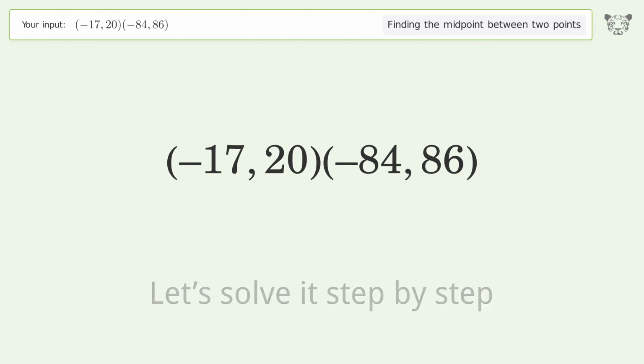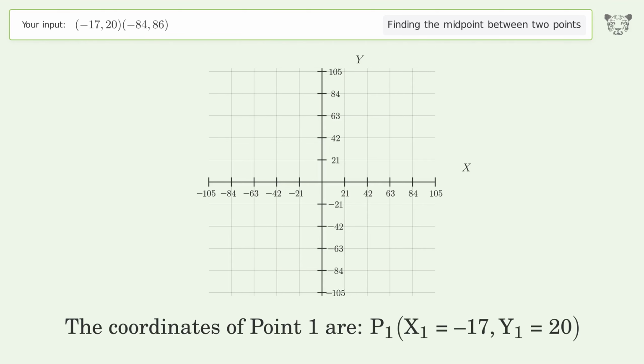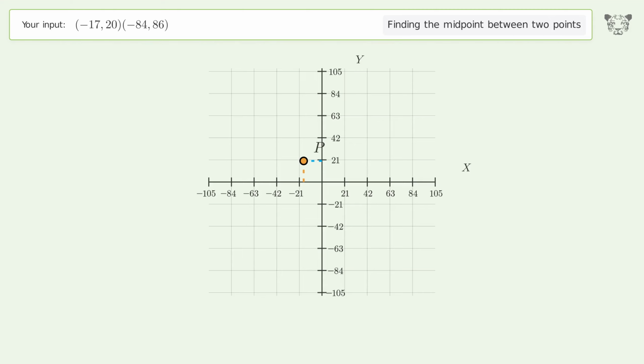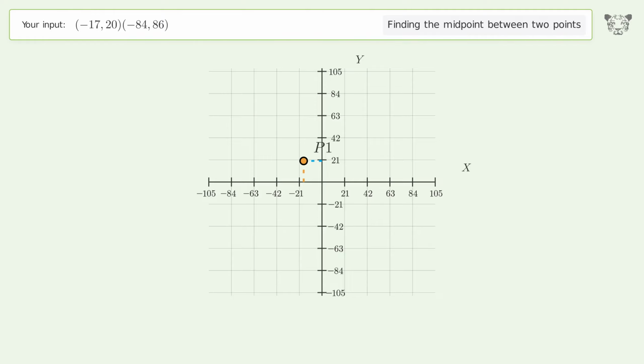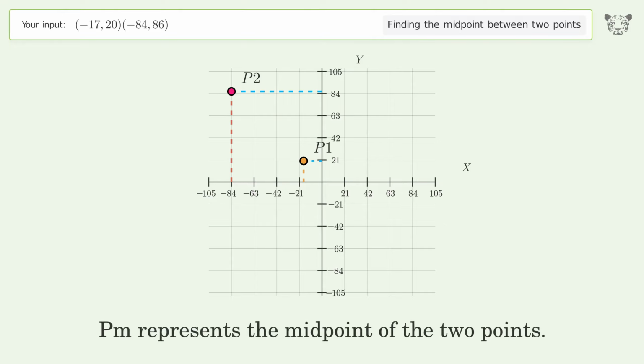The coordinates of point 1 are x1 equals -17, y1 equals 20. The coordinates of point 2 are x2 equals -84, y2 equals 86. PM represents the midpoint of the 2 points.